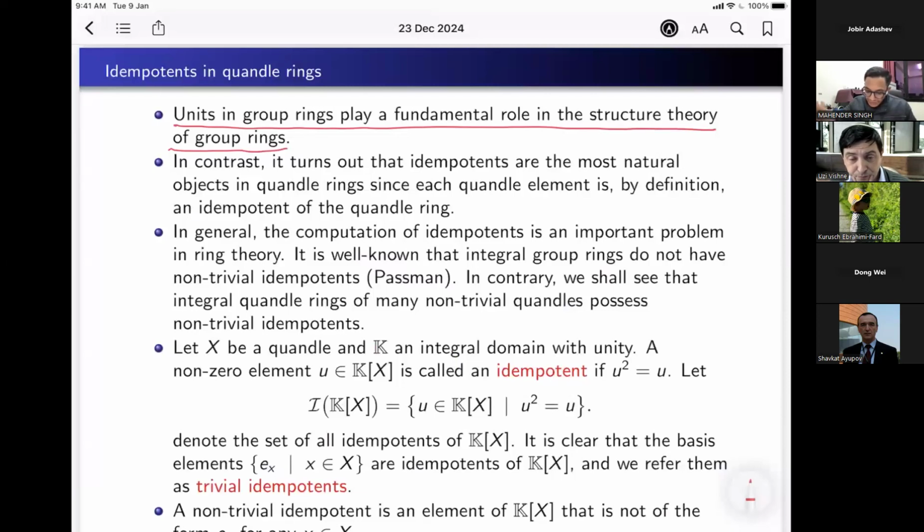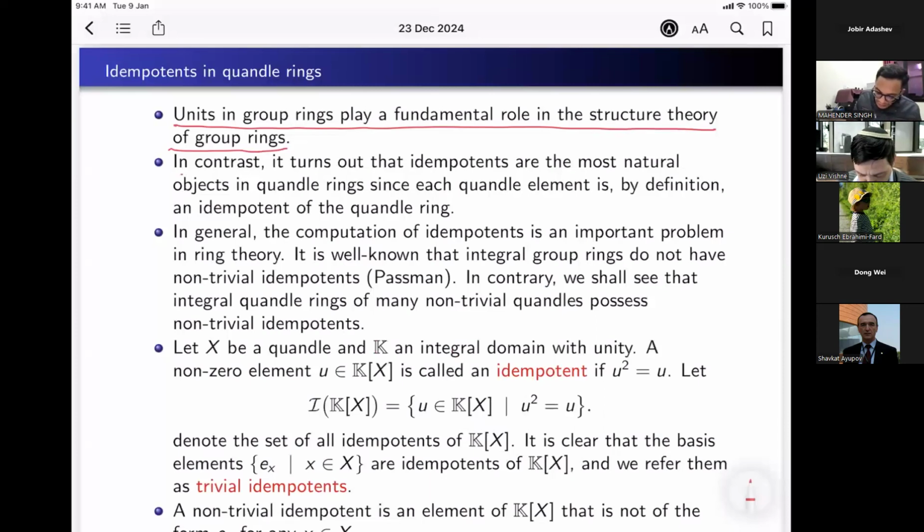We ask a similar question here, and it turns out that idempotents are the most natural objects in quandle rings, because each element of the quandle is an idempotent. So it makes sense to ask what are other idempotents in a quandle algebra or a quandle ring. It's just analogous to groups, but we have to work with idempotents because there are no units here. In fact, it's an elementary exercise that if a quandle ring has a unit, then the quandle must be trivial. One can easily show that.